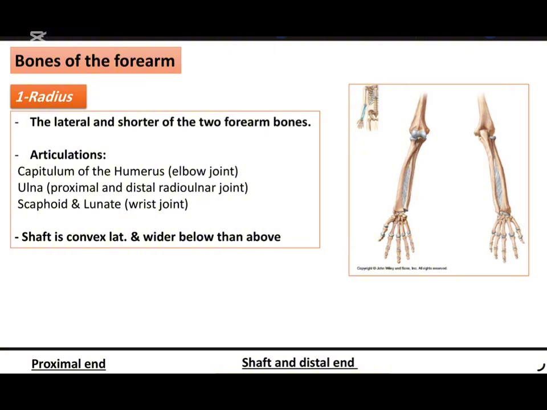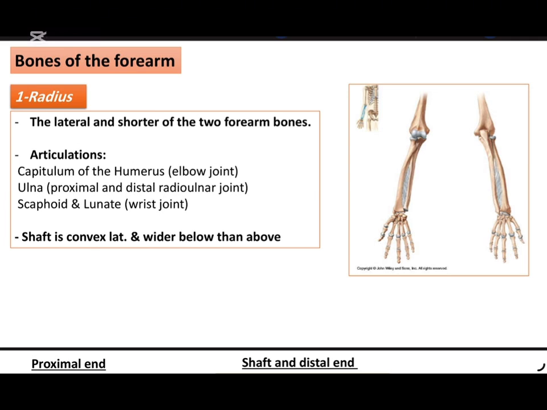The ulna is longer. The radius you find shorter. Okay? And it is the lateral bone. So the head of radius is located at the proximal end. When I go down like this to the distal area, I find the width becomes wider. Okay? So it is narrow at the top and distally it gets wider.